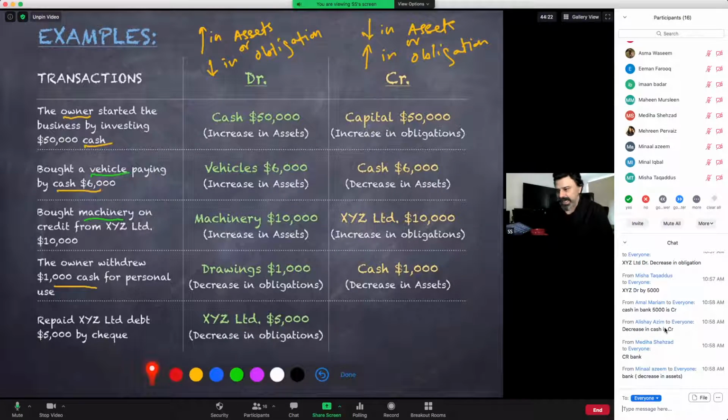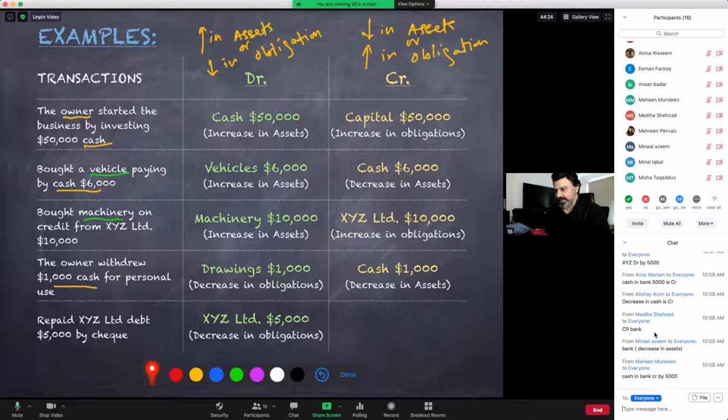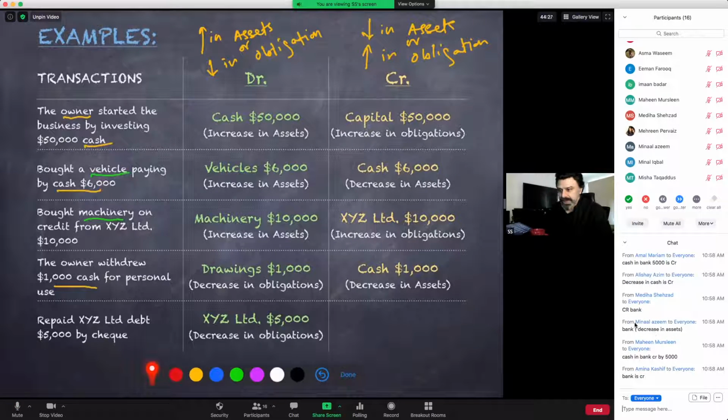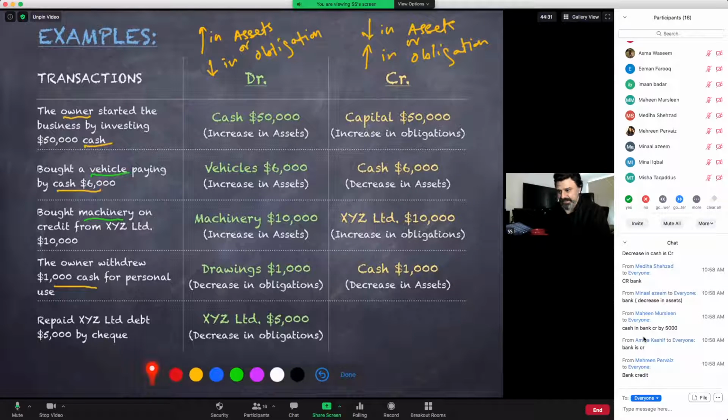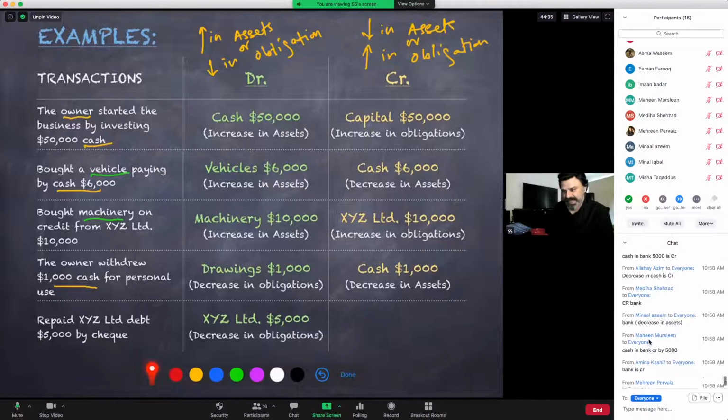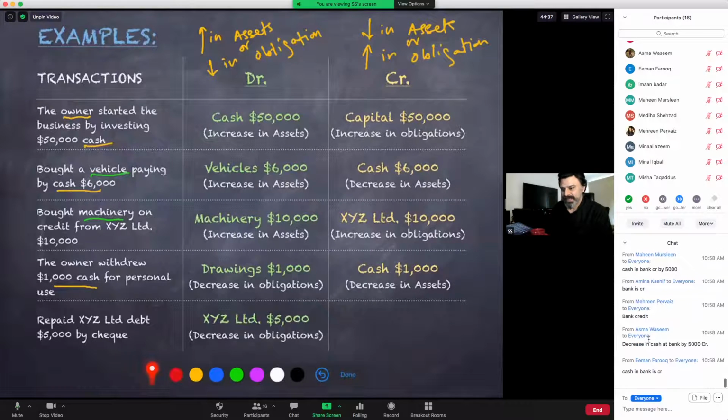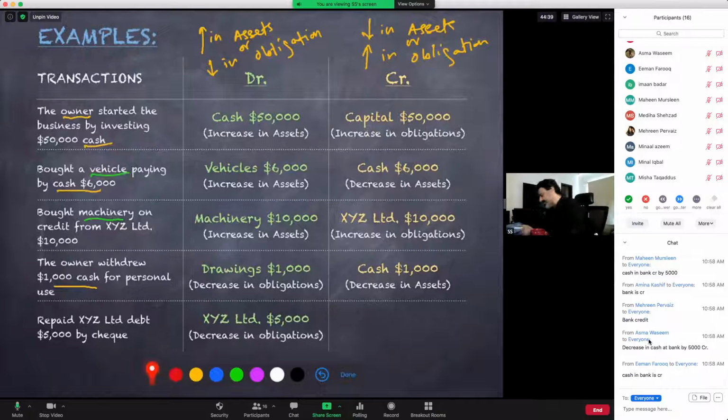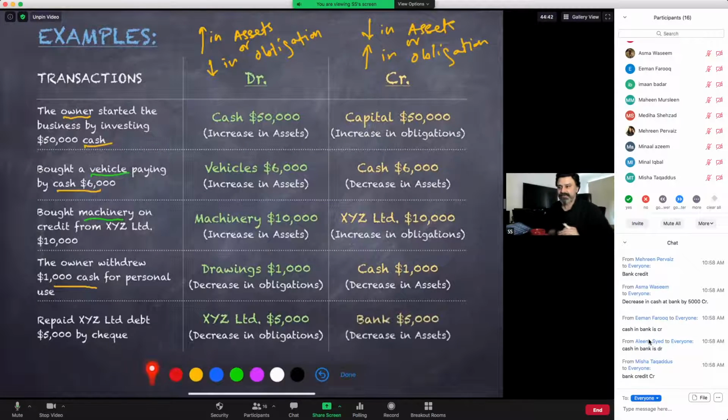Amal says cash in bank, decrease in cash. Madiha says cash at bank. Minal says bank, decrease in the assets. Amna Kashif, bank. Excellent, excellent. Everyone is very good. We're getting used to it now. Bank, $5,000. Credit is the correct answer.